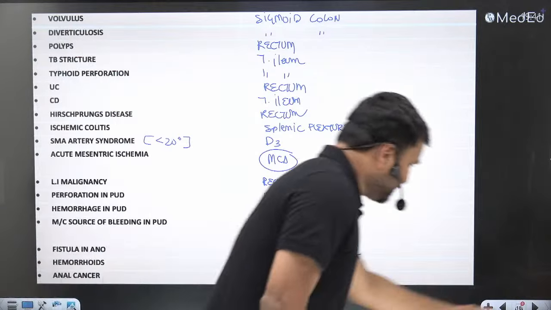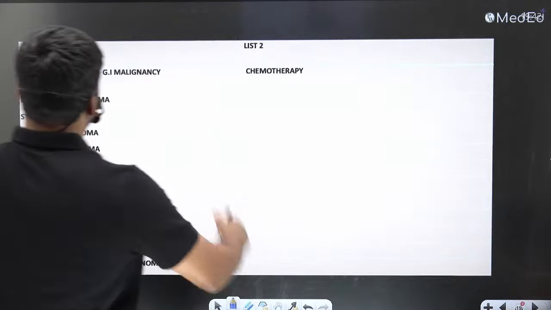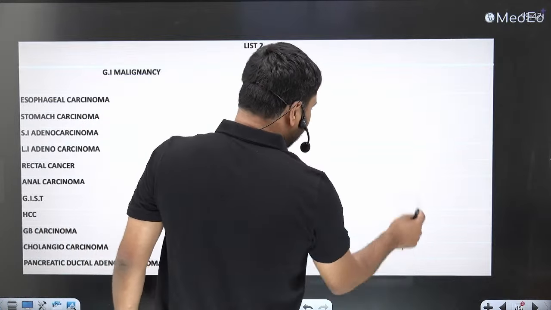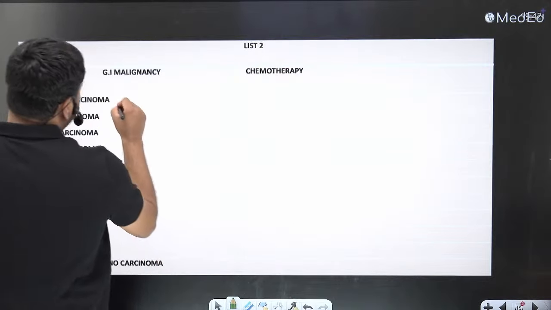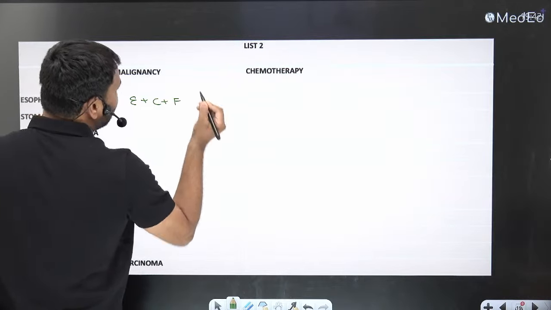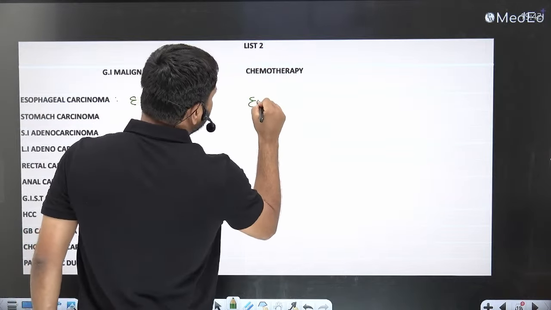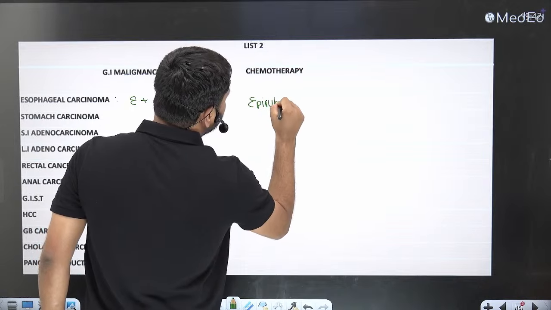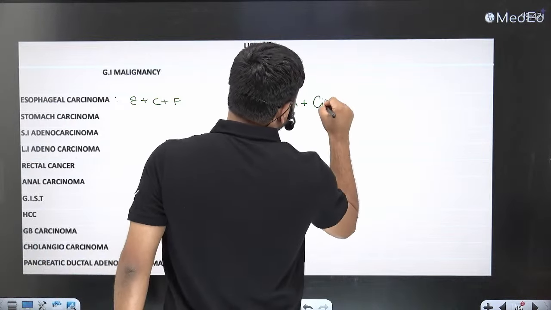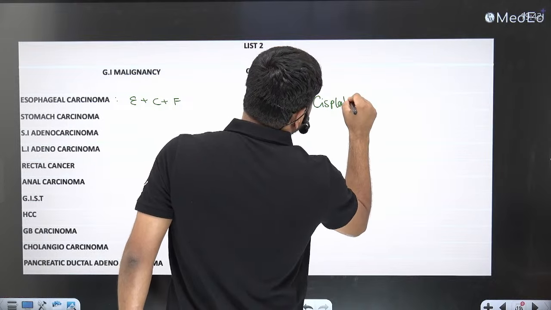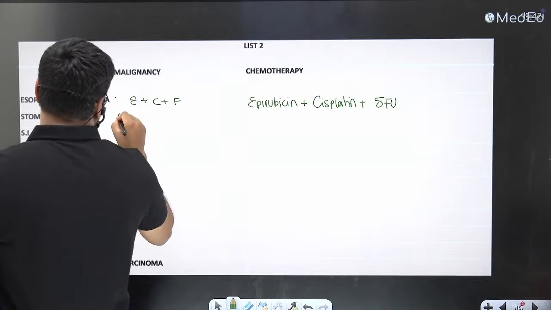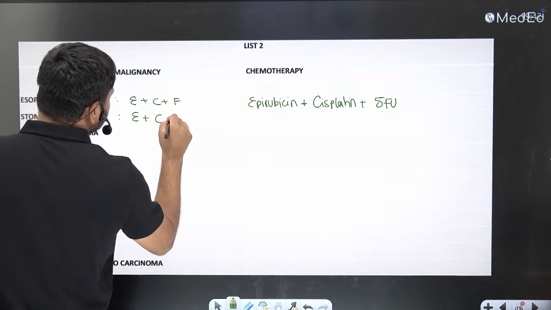Moving to list number 2. What do you have in list number 2? GI malignancies, chemotherapy, right? Very, very important. So, what is the chemo agent in esophageal cancer? It is your ECF. ECF kya hai? E is your epirubicin. C is cisplatin. F is your 5-fluorouracil. Stomach cancer is going to be ECF.